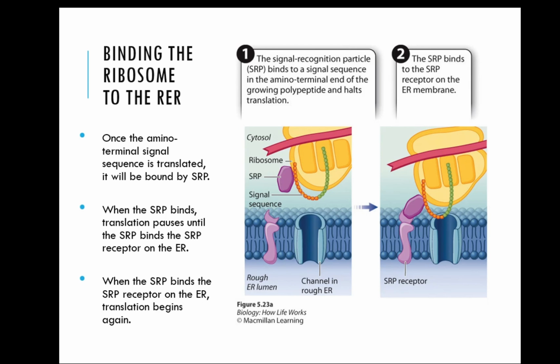Once you have that signal sequence that comes out of the polypeptide channel, there's another protein that binds it, called the SRP, the signal recognition particle. Once that binds to the signal peptide, translation stops. So the whole ribosome with the messenger RNA and everything just kind of freezes in place.